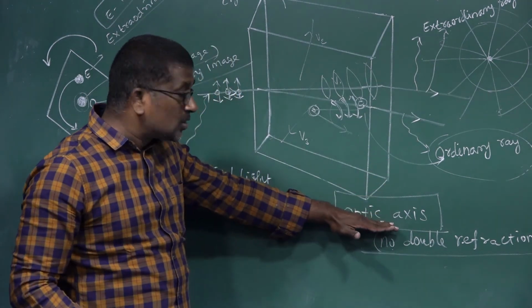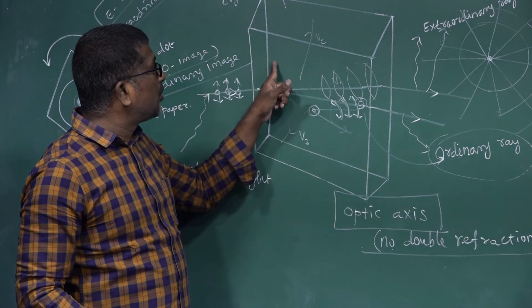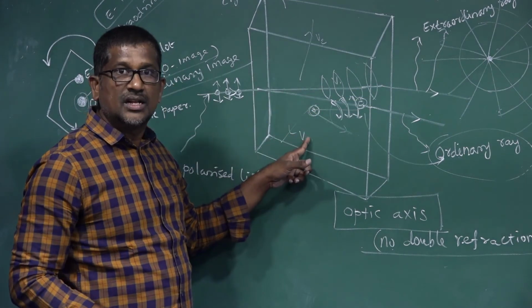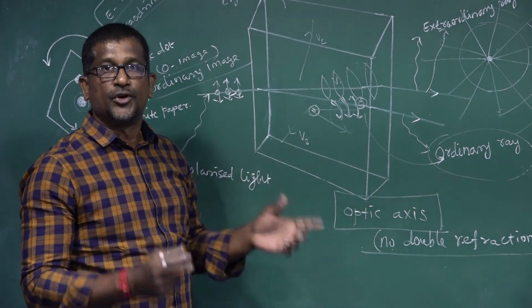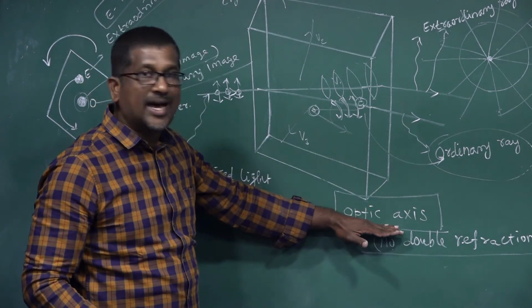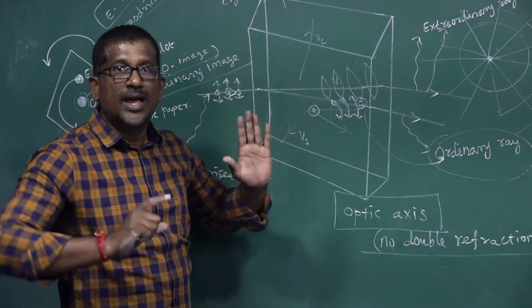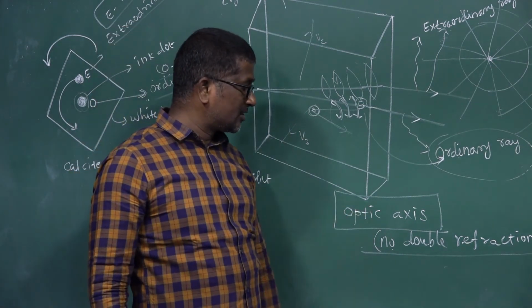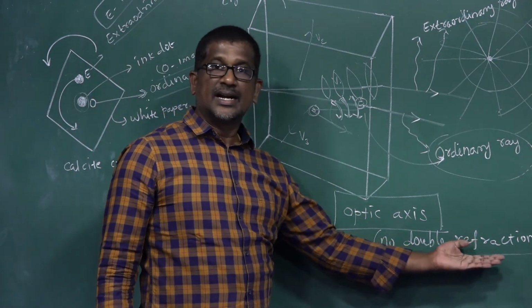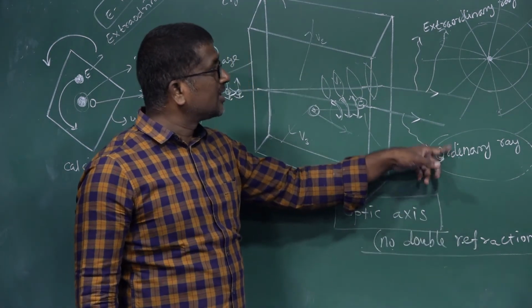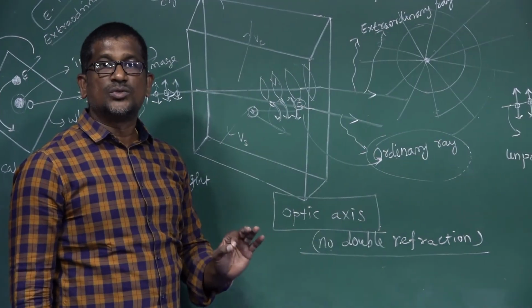Other than this direction, if the unpolarized light is made to fall on this crystal, two refracted rays are produced. Except in this direction, in all remaining directions, we obtain two refracted rays, right? But along the optic axis of the crystal, no double refraction takes place. Why? Because both the ordinary ray and the extraordinary ray travel with the same velocity.